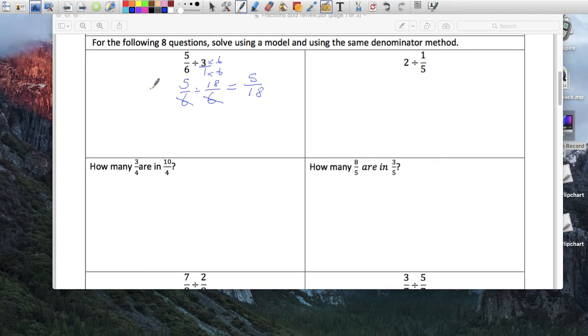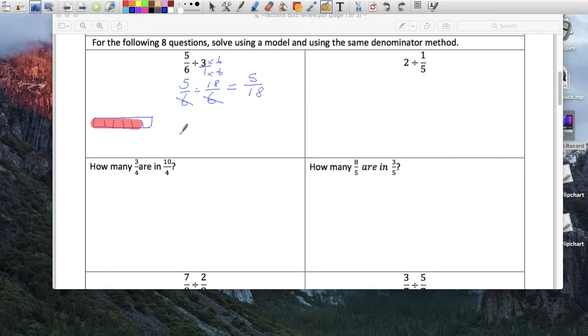And that model, I'm going to draw over here, 5/6. So 5/6 is something that's broken up into 6, whereas I have 5. 1, 2, 3, 4, 5, 6. Let me shade in 5. And that's being divided. And the other one is what?